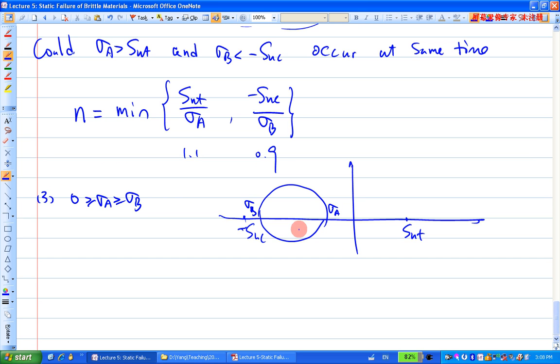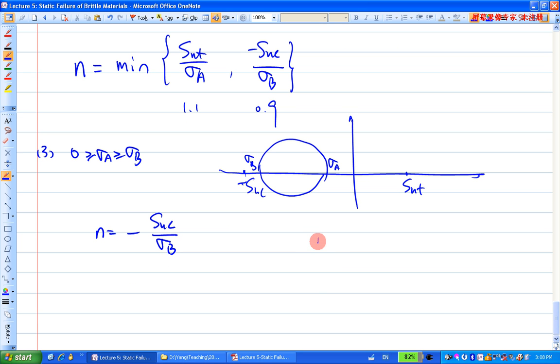So if this is the case, is it possible for sigma A to be greater than SUT? No, right? So the only possibility is to compare sigma B and the negative SUC. So then your N is just basically this. So that's MSS theory.